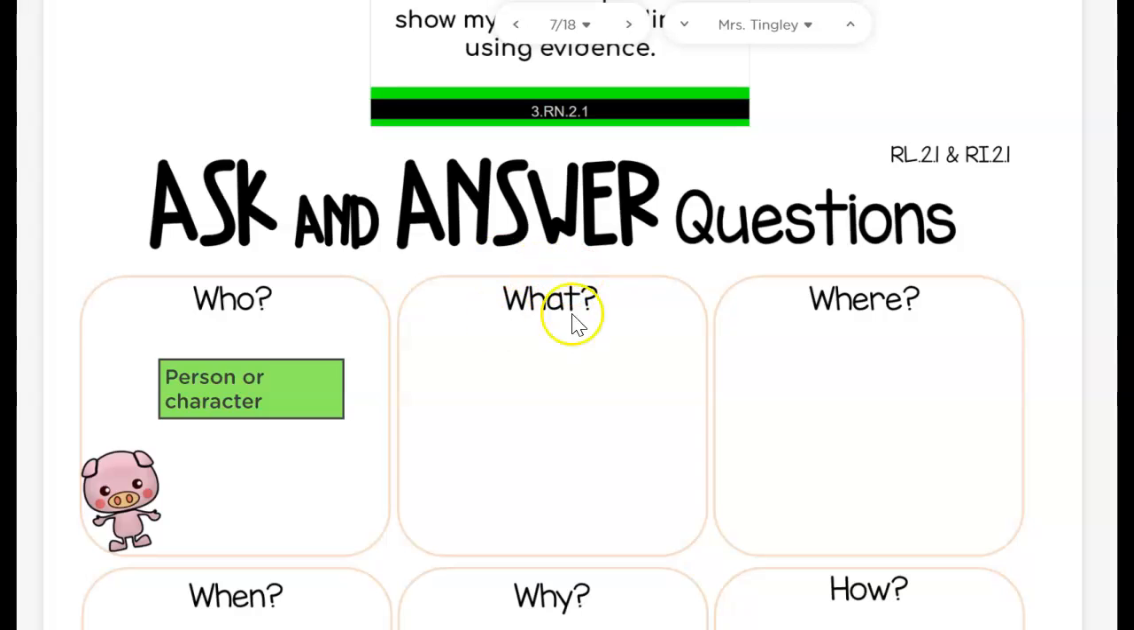What? That means that I'm looking for a specific thing. So maybe, what color is the book? The book is colored blue. A specific thing.